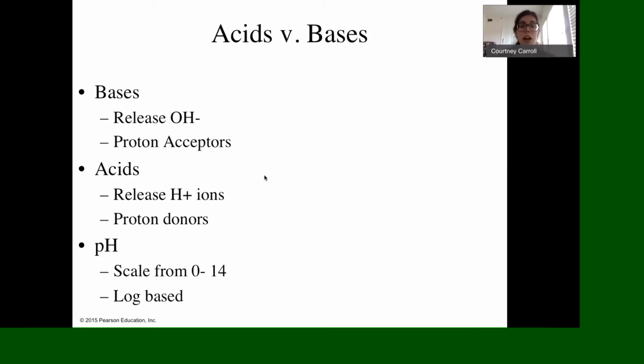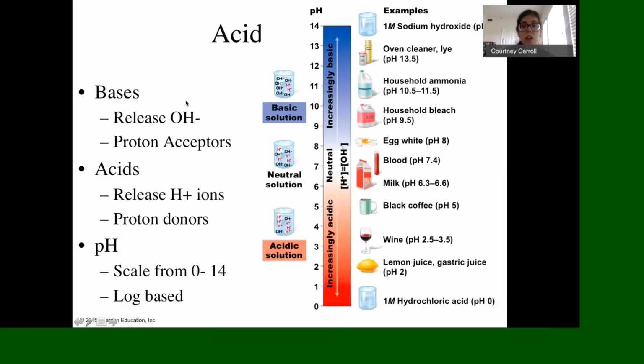And we measure how strong of an acid or a base something is by the pH scale. So we have high numbers are very basic. Another way to say basic is alkaline. So very alkaline solutions are things like oven cleaner and ammonia and bleach and egg whites. And then acidic things are shown here with small numbers, things like lemon juice, wine, coffee, etc. All the good things in life are acidic.